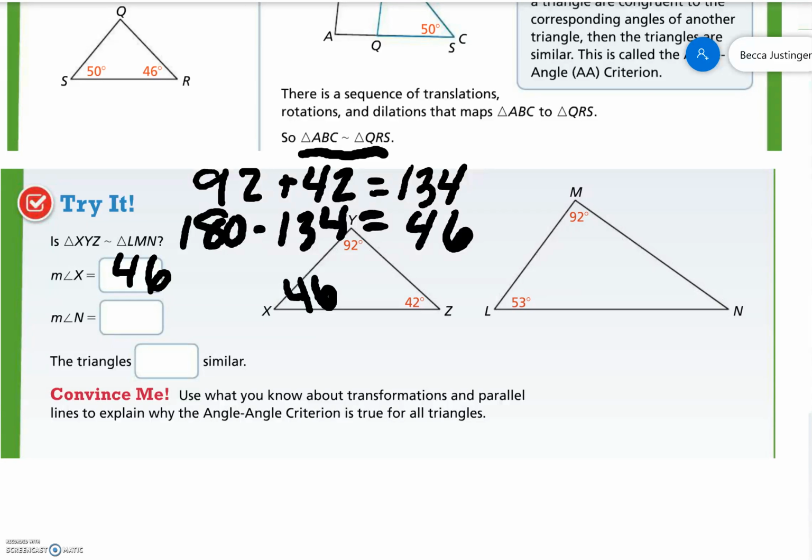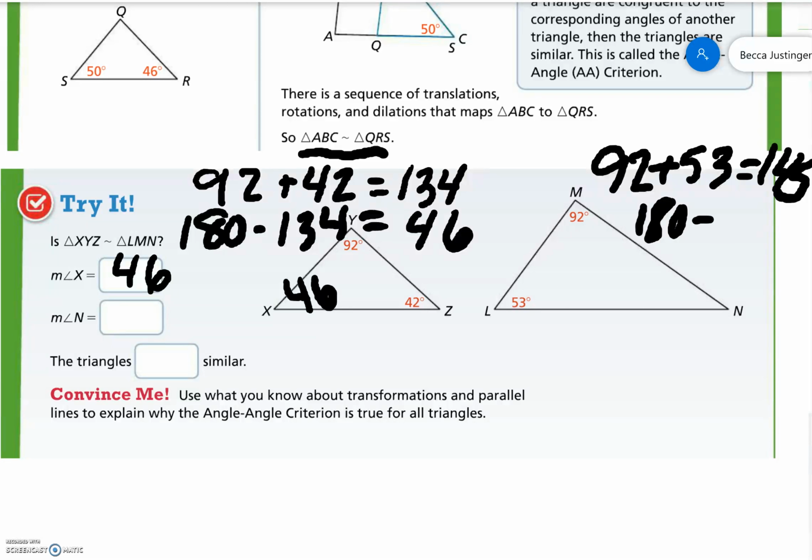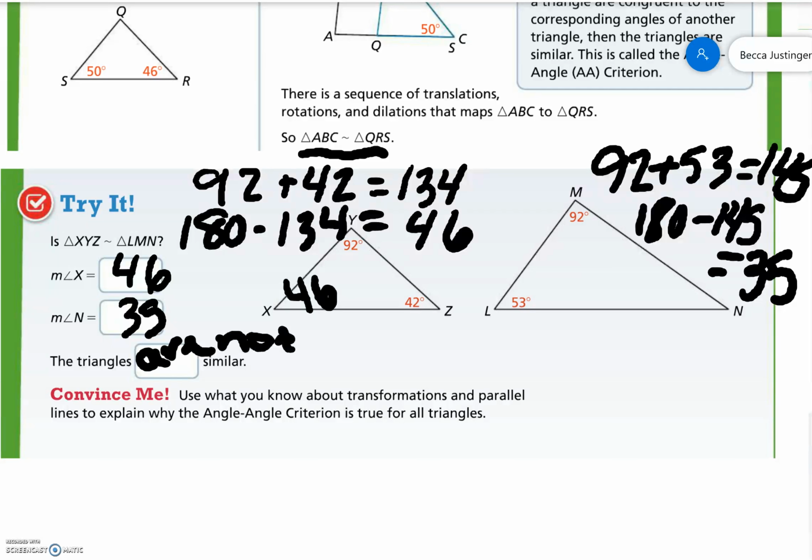Now, trying to find the measure of angle N, I'm going to add 92 plus 53 to give me 145. Now to find that angle, I have to subtract that from 180, and that's going to give me 35. So the triangles are not similar. They do not have the same angle measures. Even though they both have 92, the other two angles are not the same.